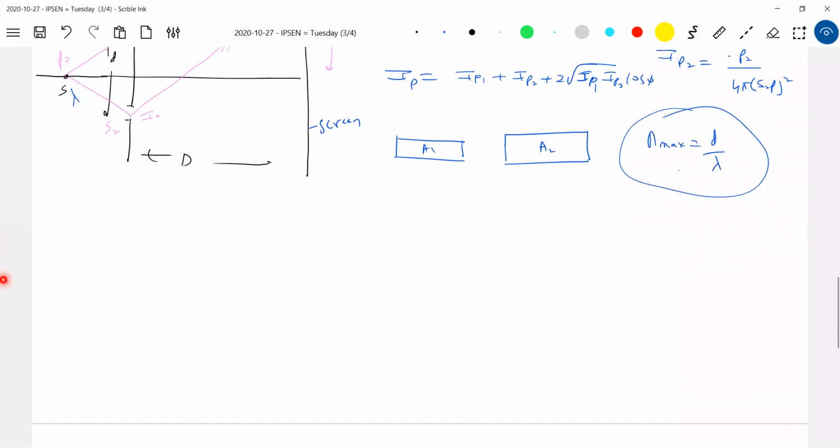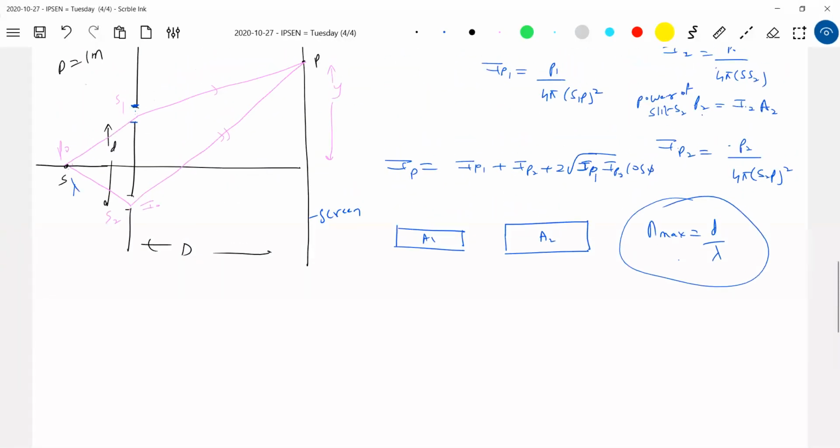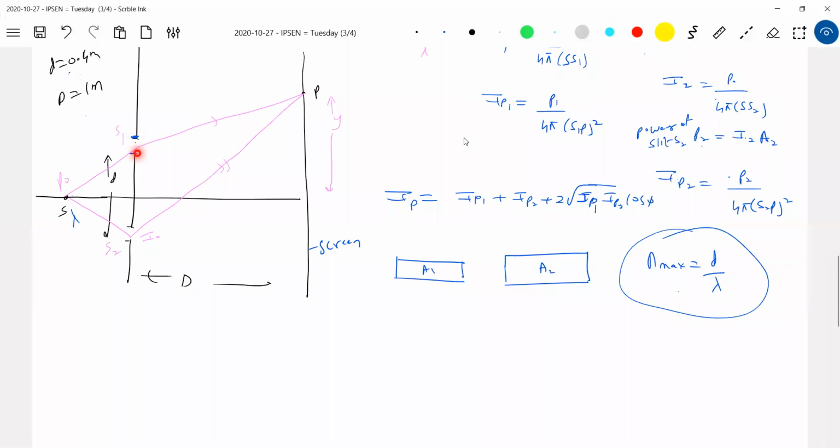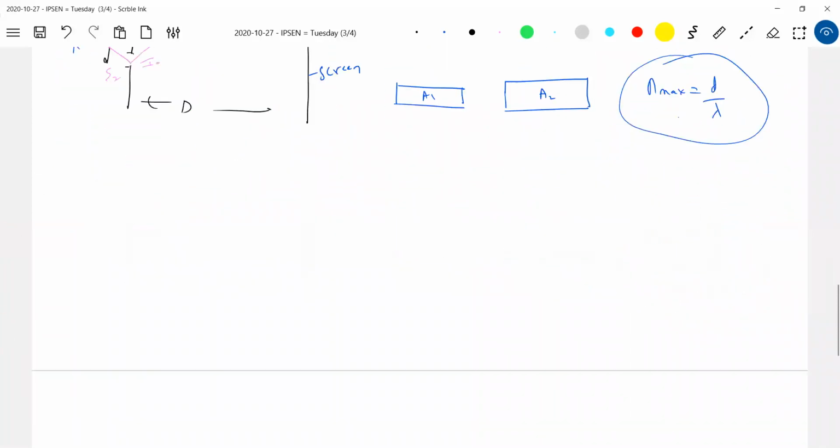Now slowly, I think we'll analyze. If I increase the width of the slit, what conditions will come? Intensity is directly proportional to the width of the slit. So if you double the width of the slit, the intensity will get doubled. Then what will happen to amplitude? And intensity is directly proportional to what? The square of the amplitude.